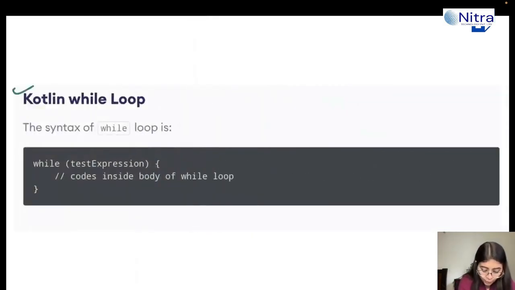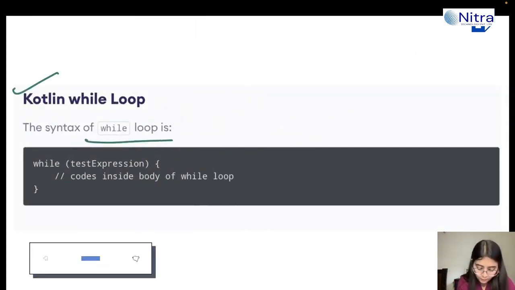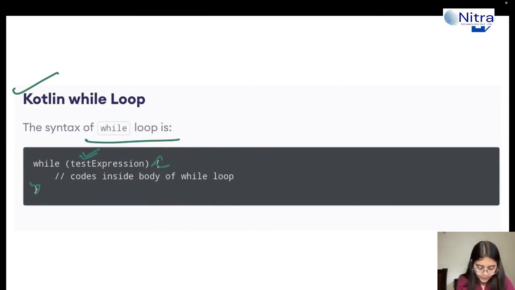Perfect. So now the very first thing is the Kotlin while loop. This is the syntax of the while loop. While some test expression is true, you keep on executing the code which is inside the body of the while loop. Okay.